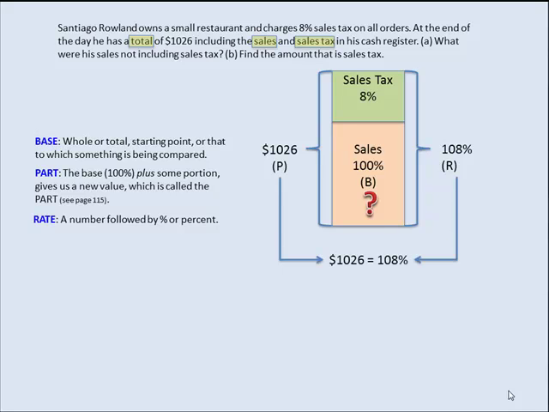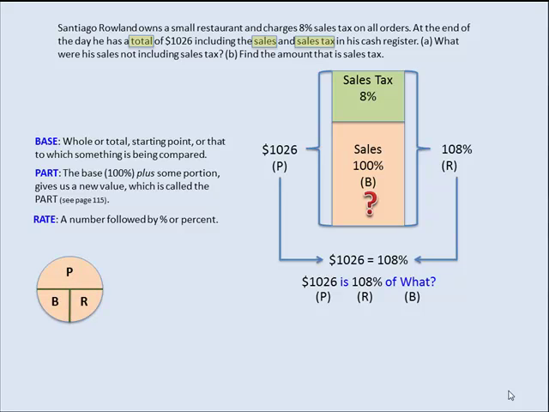We know that the part is equal to the rate, or $1,026 is equal to 108%. The question becomes, $1,026 is 108% of what? This is where we get our part, our rate, and our base.